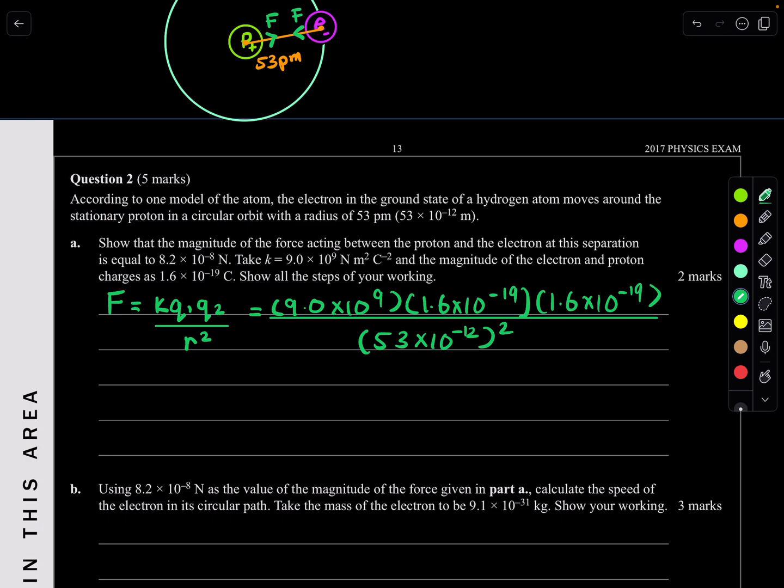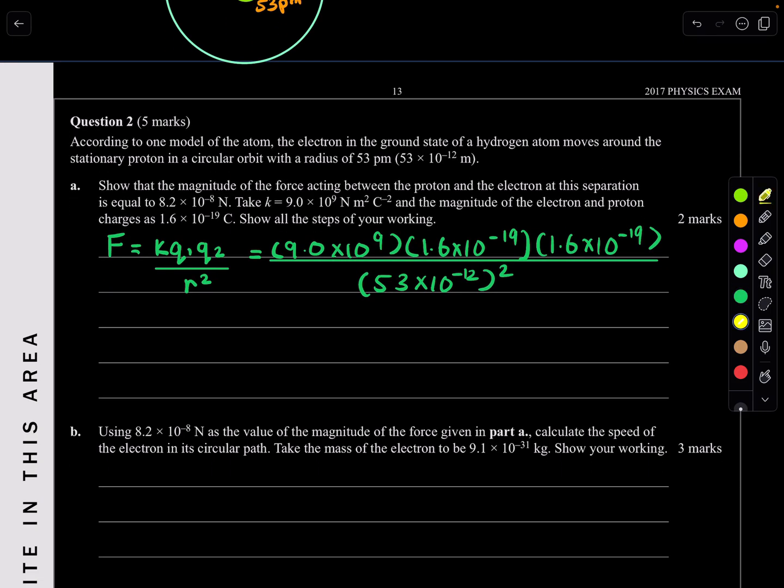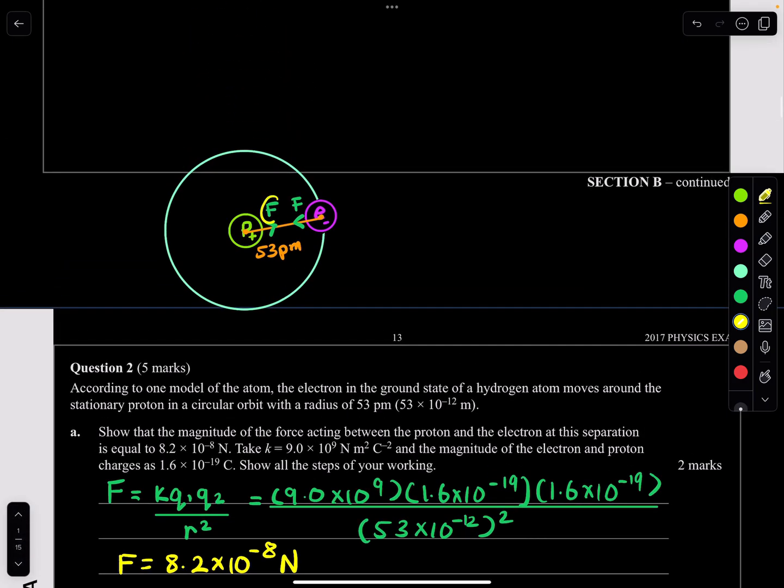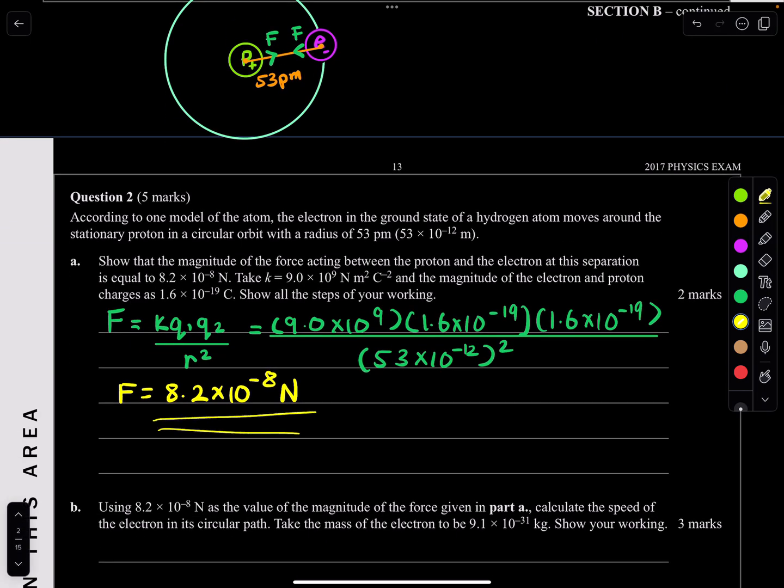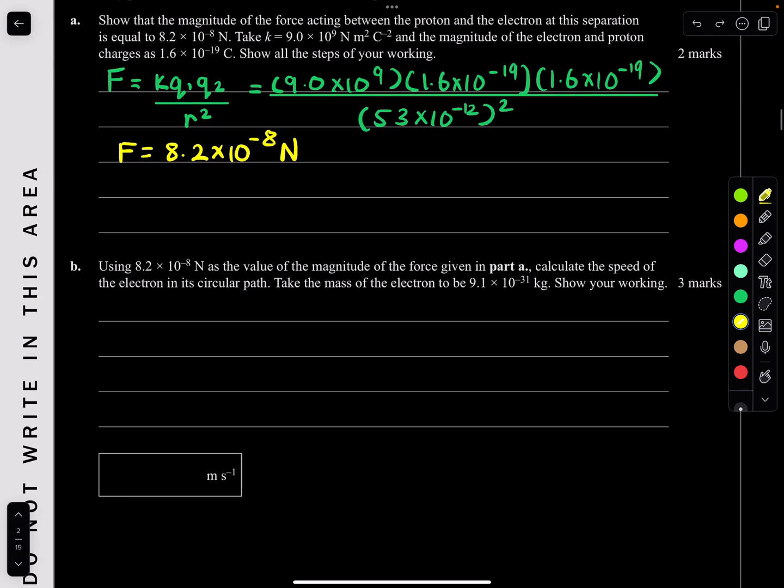9.0 times 10 to the power of 9, times 6 times 10 to the negative 19, all divided by 53 times 10 to the negative 12 squared. And that gives me 8.2 times 10 to the negative 8. Beautiful. And so we can write that down, where the force is 8.2 times 10 to the power of negative 8 newtons. And that's it. So the two forces of these two over here are going to be that over here. Nice and easy. We've showed that.